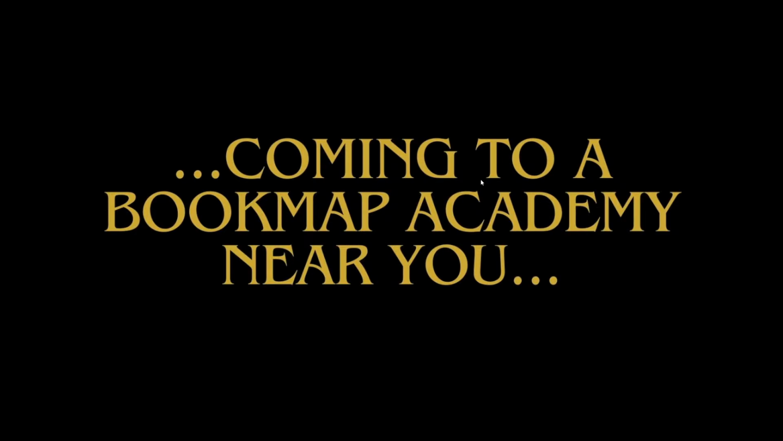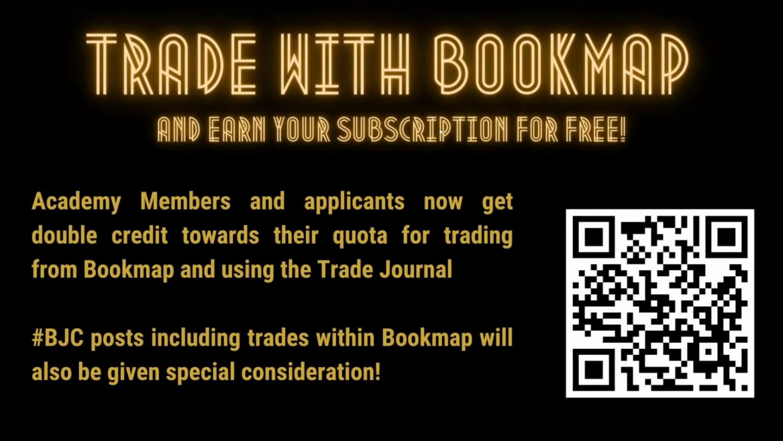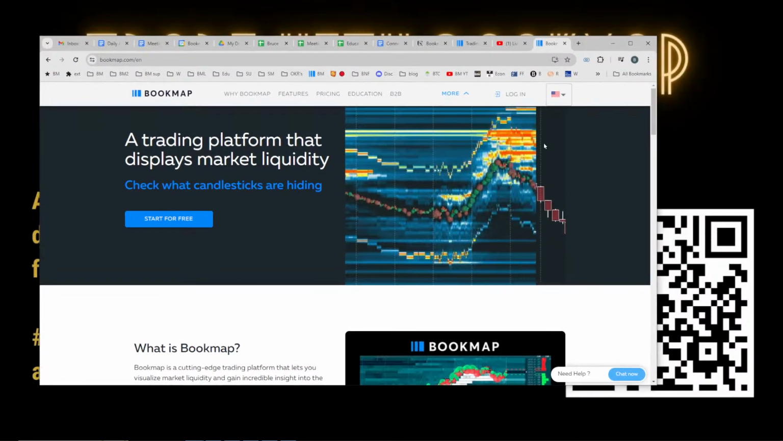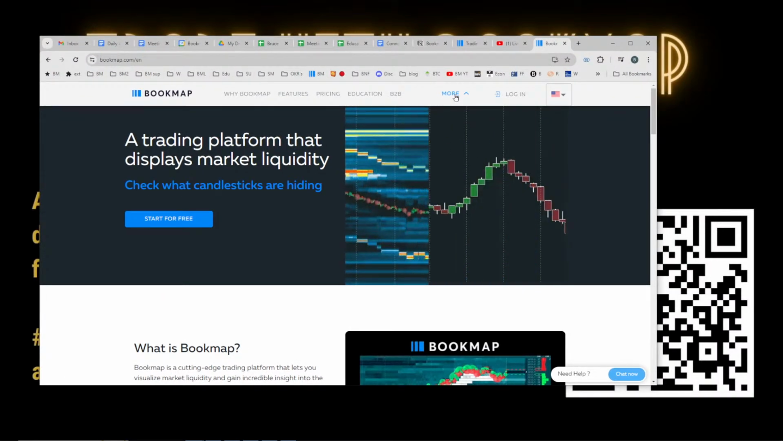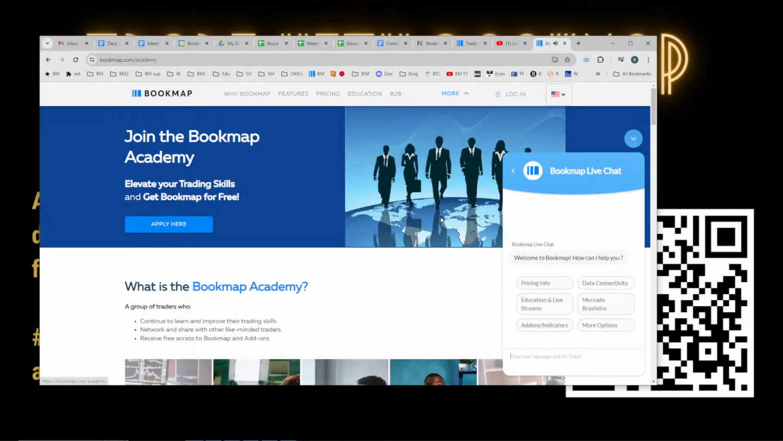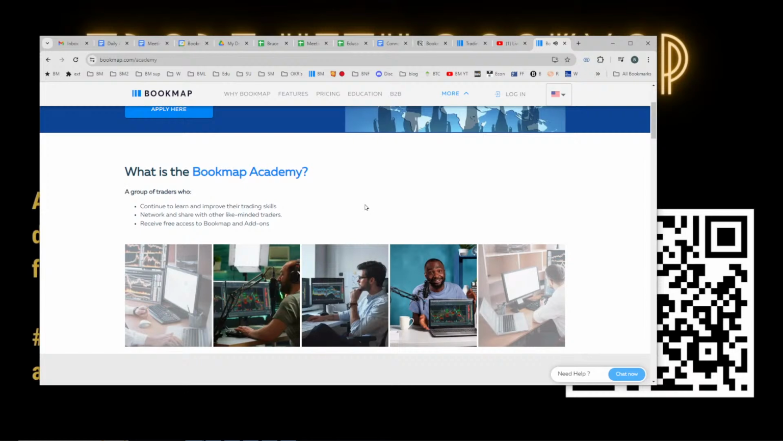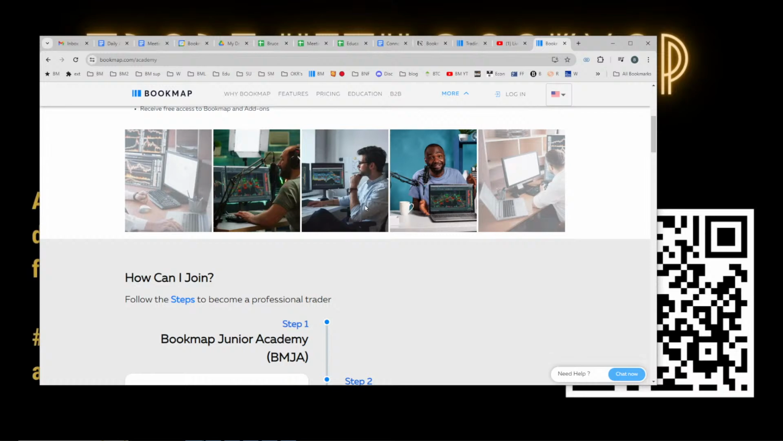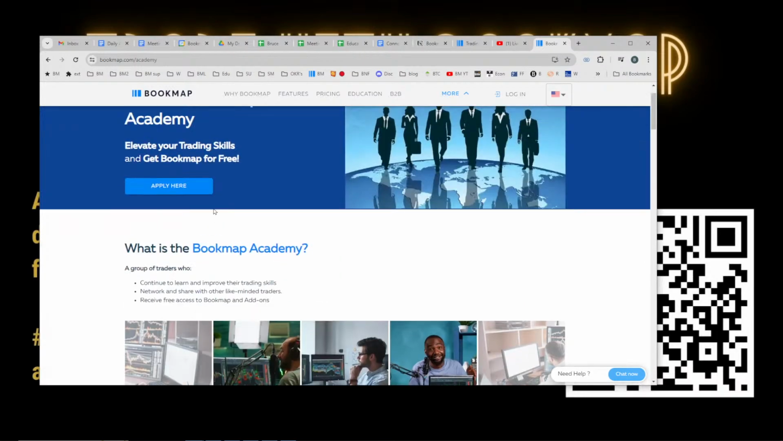And then also we have something here that's interesting. Trading with Bookmap, for those that are in the Bookmap Academy or the Blue Jacket competition. Let me just explain a little bit before we get into this detail. Go to bookmap.com, click on the More button, and go to Bookmap Academy. This is where you can sign up and you can get Bookmap for free. But it is a community. It is an academy. You will apply for it here.